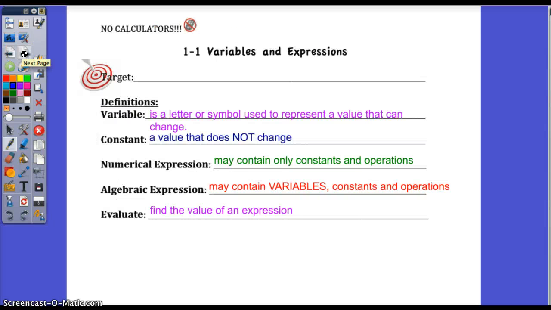We're going to go over a couple of definitions. A variable is a letter or symbol used to represent a value that can change. So a couple of examples would be X, Y, Z, K. I make my T's with a little bottom part. A constant is a value that does not change. Basically, it is a number. It could be 3, it could be 10. It's a number. 3 is 3.